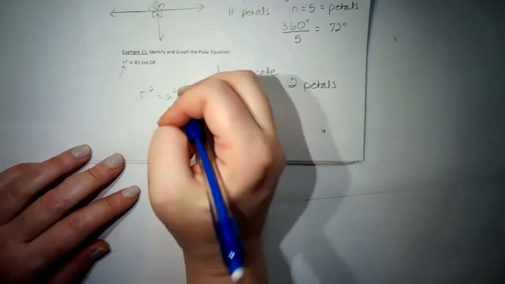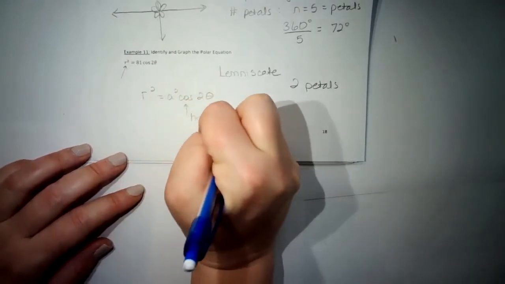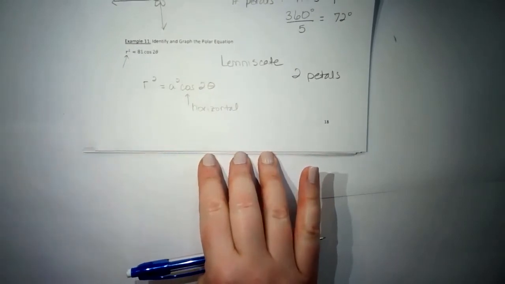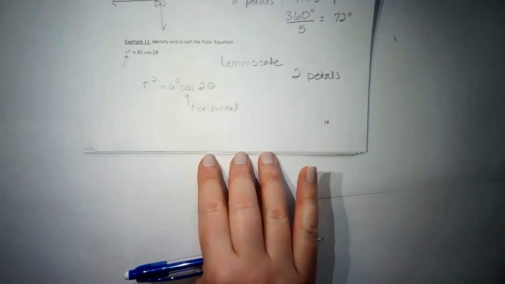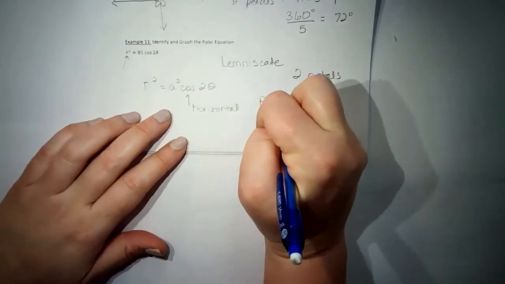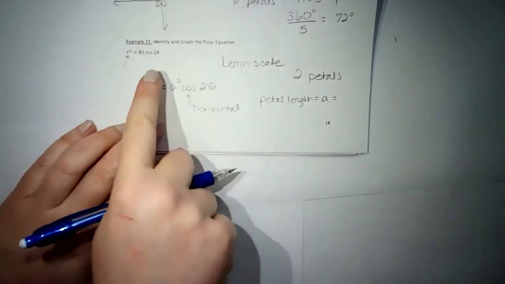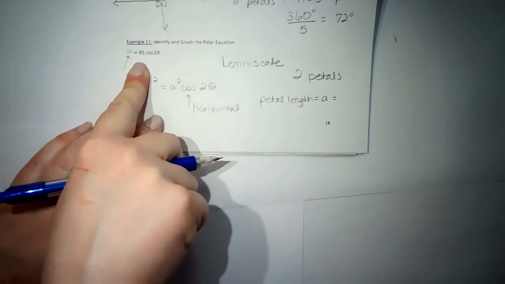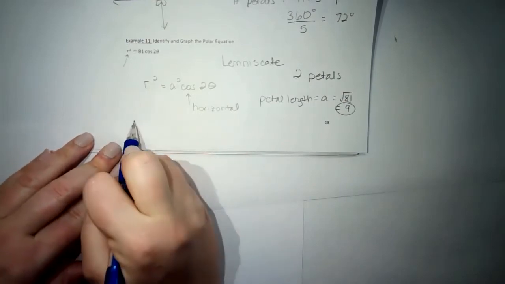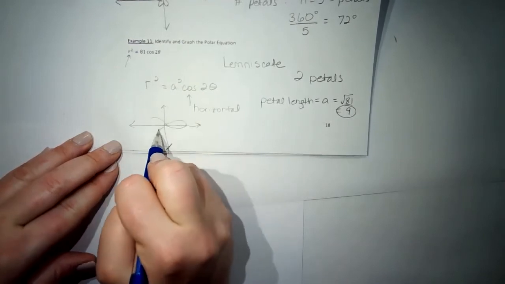This cosine means that I'm going to be horizontal. My infinity sign is going to sit on the x-axis or the polar axis, right? If it were sine, it sits kind of diagonal, like that y equals x line. The only thing it's going to want from you here is the petal length. Remember, your petal length is a, but a lemniscate gives you a squared. So your petal length is not 81, it's 9. And then if you were to draw it, he's going to look like that.